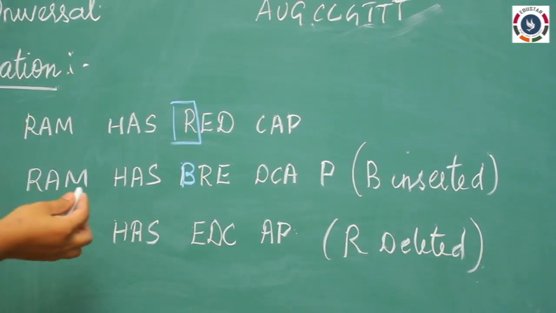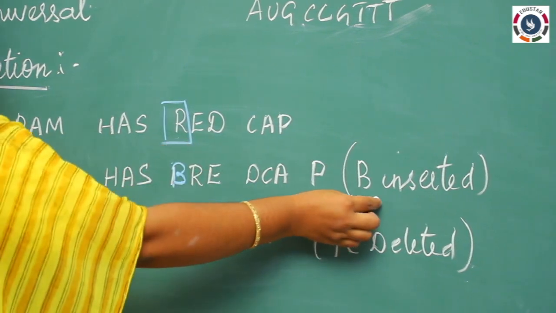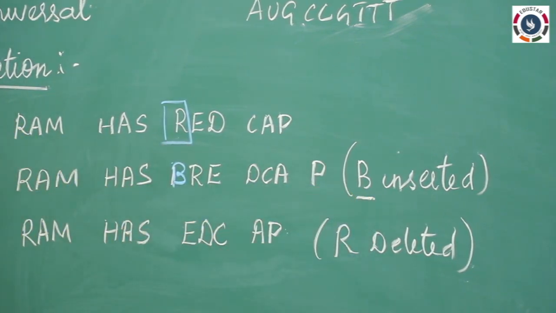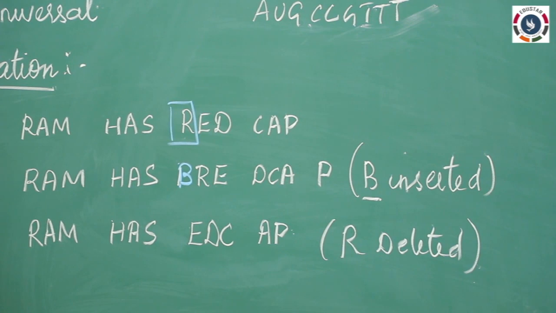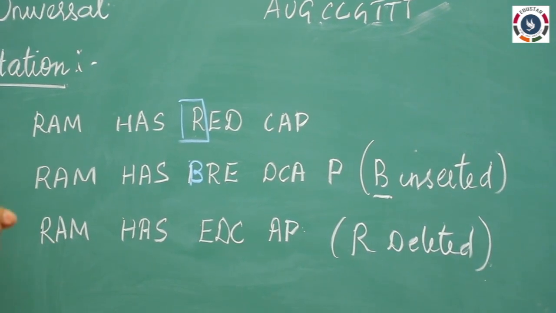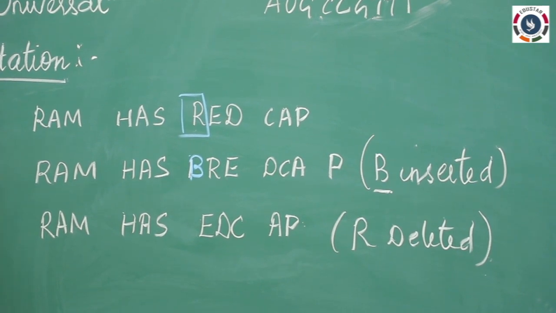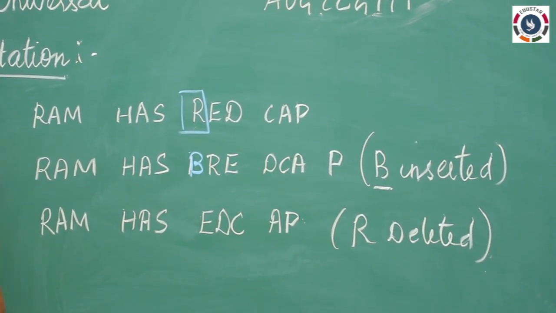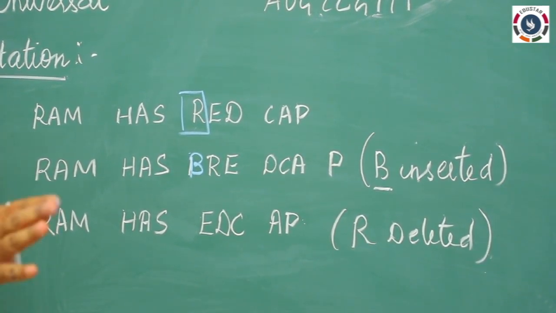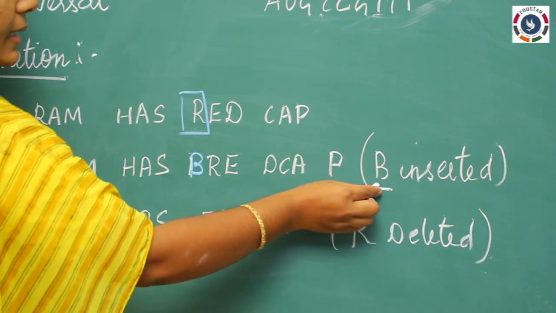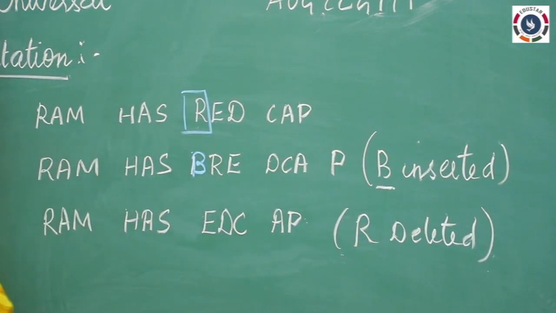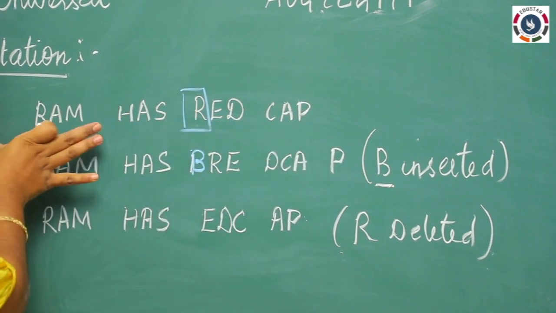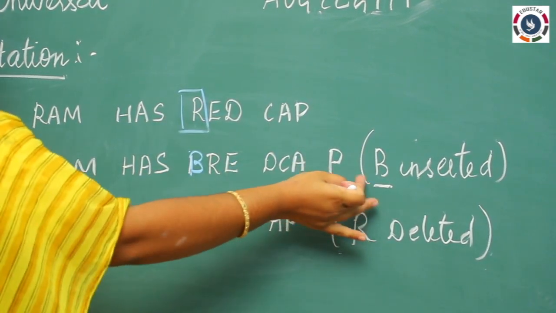So here, instead of this R, if B is inserted, we know that insertion means addition of nucleotides to the DNA molecule. That is said to be the insertion. Deletion means deletion of a single nucleotide from the DNA molecule. So I have given an example, one is insertion and another one is deletion. In this sentence, one B is inserted.